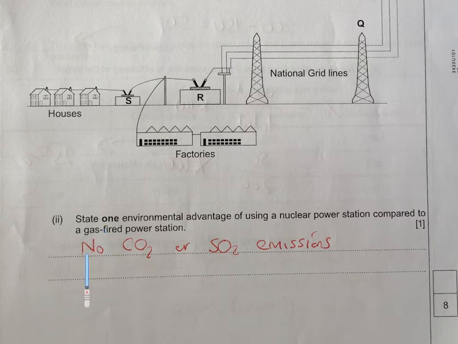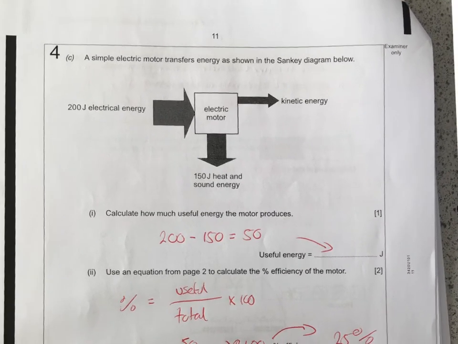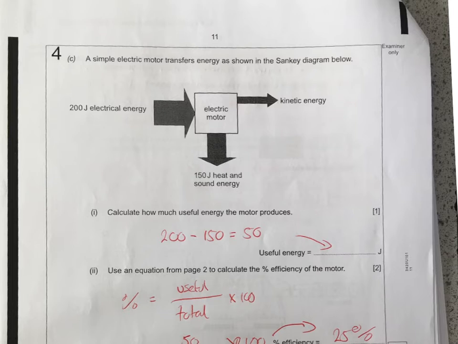So gas is going to produce CO2 and SO2 emissions, so sulfur dioxide there. So nuclear is not going to produce any of that. So it's a nice clean energy. Let me just put that a bit straighter there. And then we've got another sort of Sankey diagram coming in here.